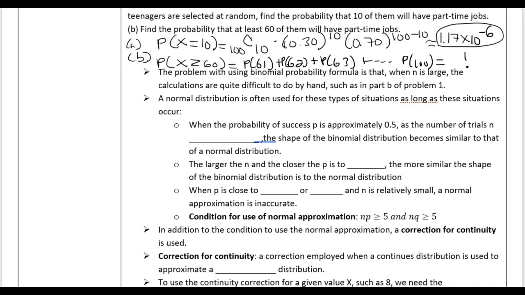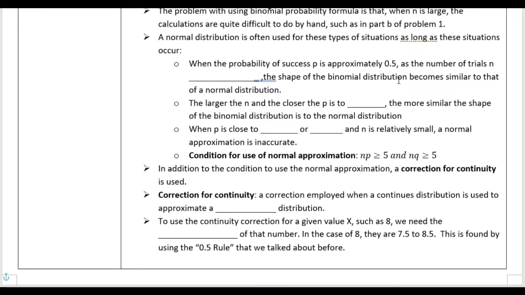So there's a problem here, right? The problem with using binomial probability is that when n is large, the calculations are quite difficult to do by hand, as we just witnessed right here. Because of that, sometimes we can approximate the probability using a normal distribution. If you would like to do that instead of having to do all these numbers, and you need to do them by hand, a normal distribution will actually benefit you.